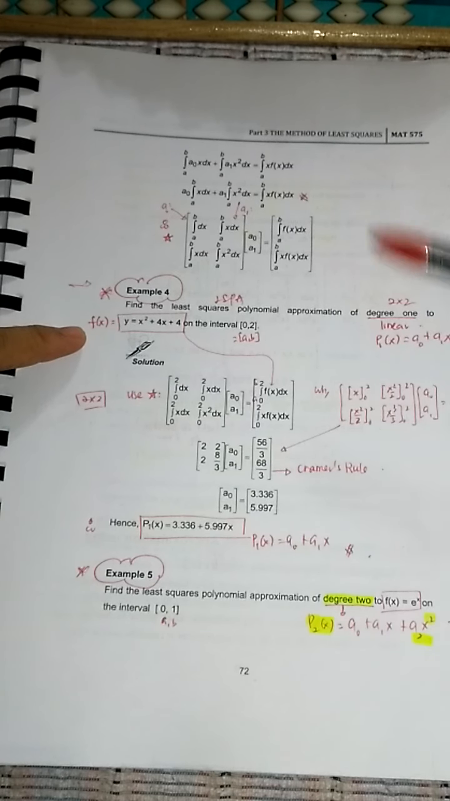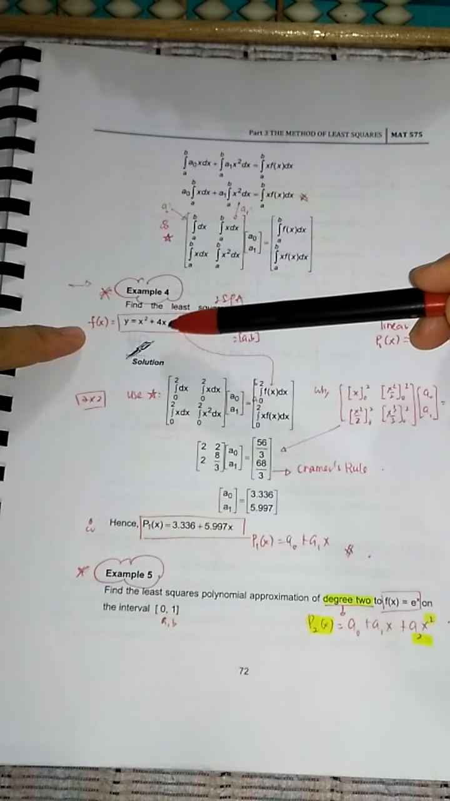So this is not discrete data. This is a continuous data function. A function must be continuous, so it must give you the interval from a to b. For this one, it's from 0 to 2. So for this particular procedure, you need to create this normal equation matrix using integration. So integration from a to b, from 0 to 2 in this case.